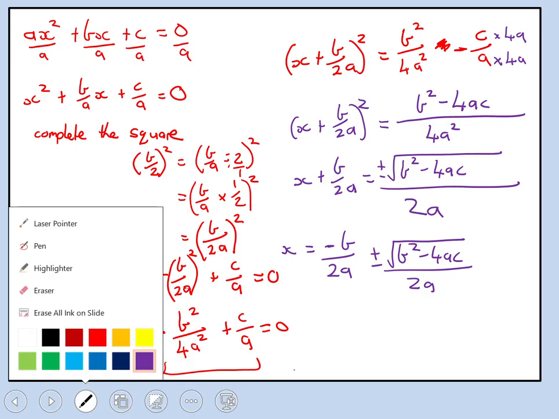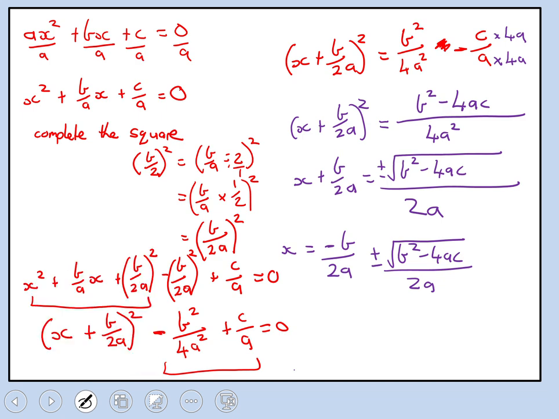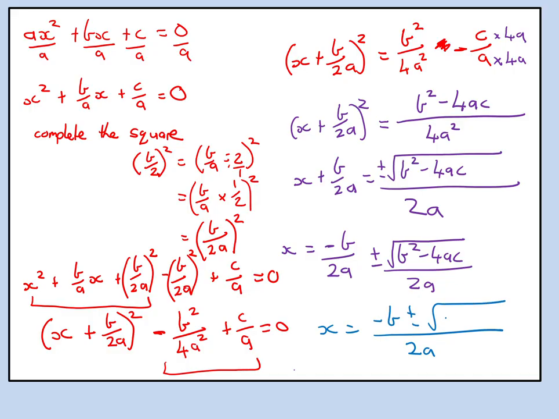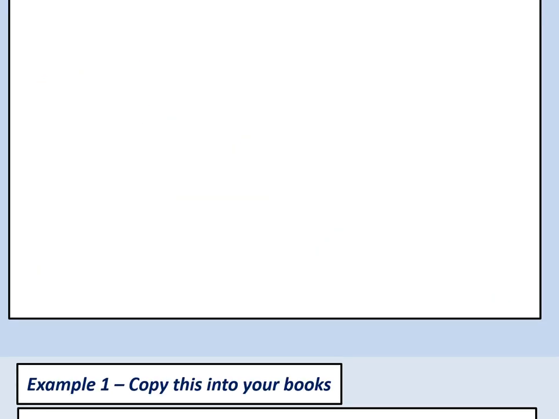The only difference, so I'm just going to do it in blue, is the fact that we've got one denominator. So the whole thing would be out of 2a, and it will be negative b plus or minus the square root of b squared minus 4ac. So that's where the formula comes from, but we just need to be able to use it now.